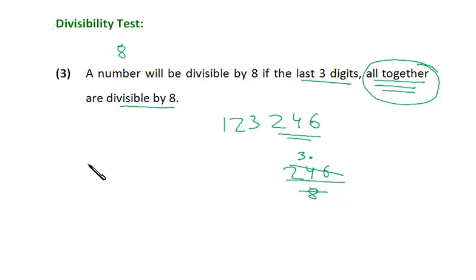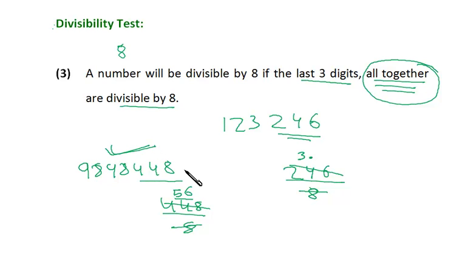So now we've got this number 9898448, right? So 448, that's divided by 8, so that's 5 and that's 6, right? So that we get 56 as a quotient. That means that this number is divisible by 8.